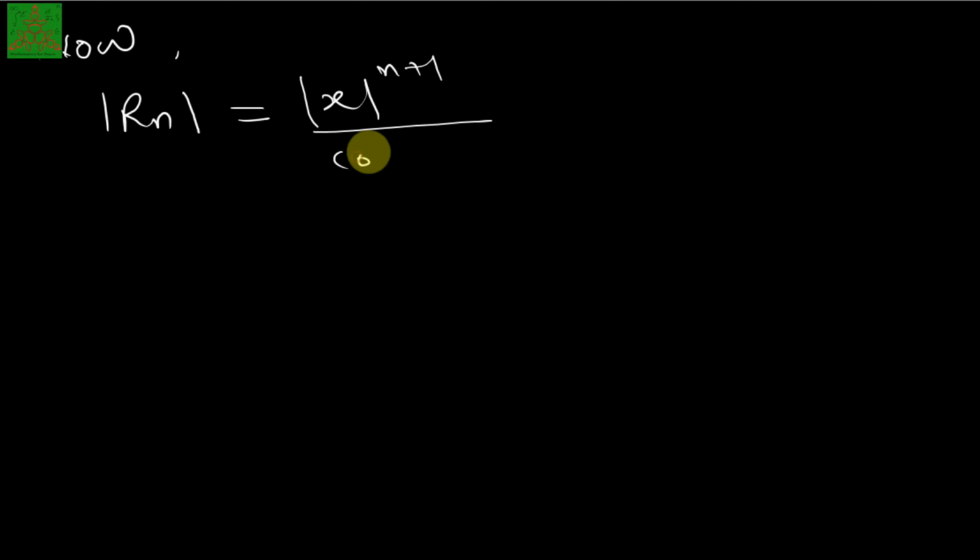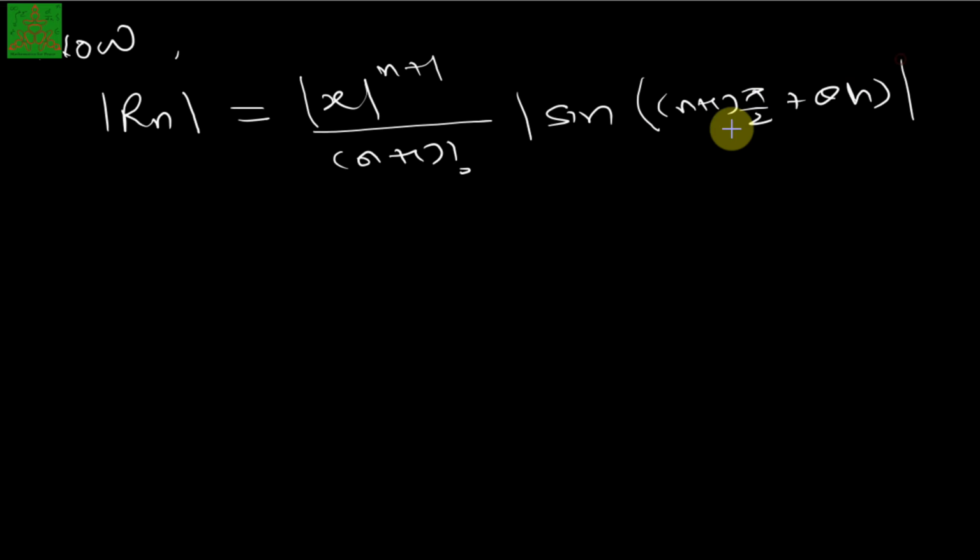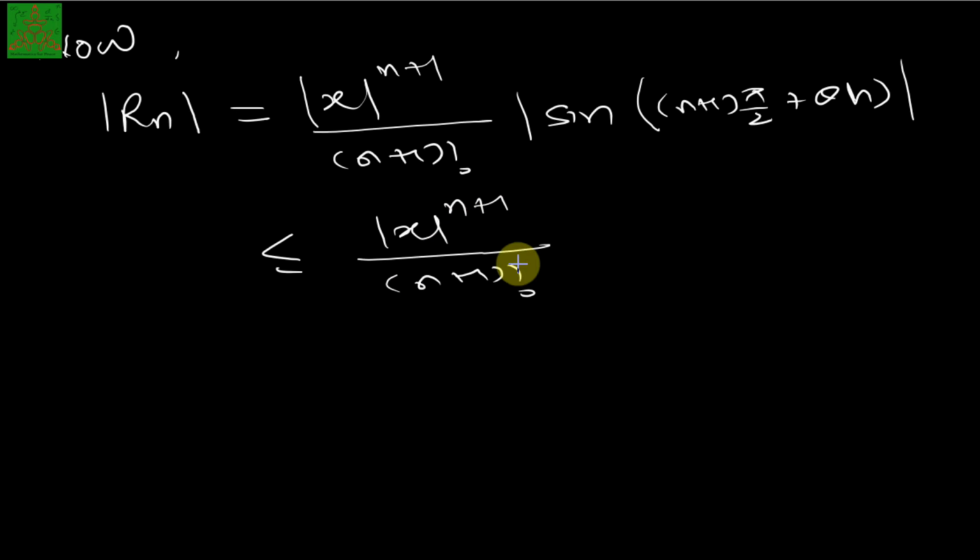Now let us take the mode of Rn. The mode of Rn is the mode of x^(n+1) upon (n+1) factorial into the mode of sin((n+1)π/2 + theta h). But this is less than or equal to the mode of x^(n+1) upon (n+1) factorial. Now we have to see what will be the value of this as n tends to infinity, and I will say that this tends to 0 as n tends to infinity.